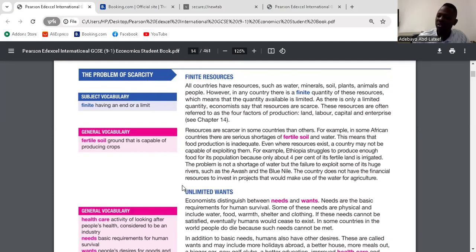So when we talk about finite resources, what we're saying is that they are limited in supply. We call them finite because finite means limited. We don't have so much. So these things that we don't have so much of are called the economic resources, which are the factors of production. They are land, labor, capital, and enterprise. They are the things that are scarce. You get the point there? So that is about finite resources.